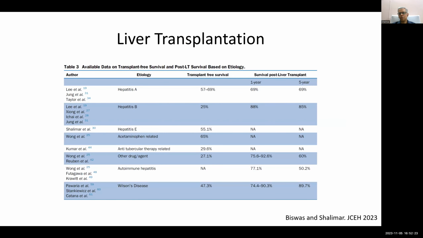Now, coming to the most important treatment modality, that's liver transplantation. And we know that across etiologies, liver transplantation is associated with good outcomes. This is transplant-free survival, and this is survival post-transplant. So there is a significant improvement in the survival post-transplant in such patients.